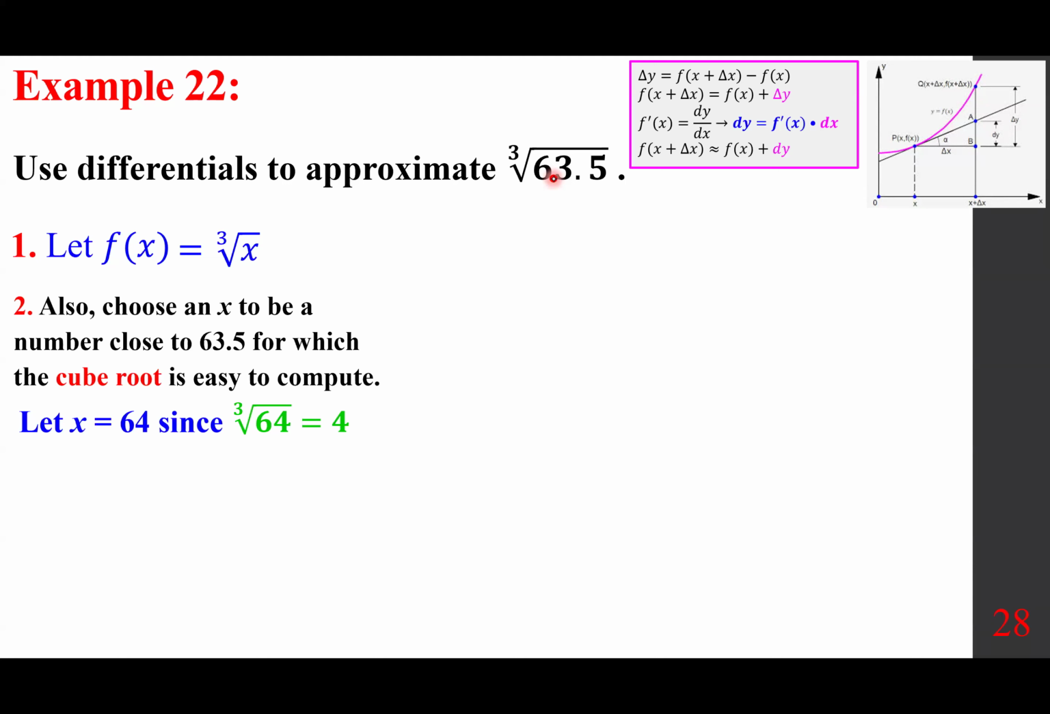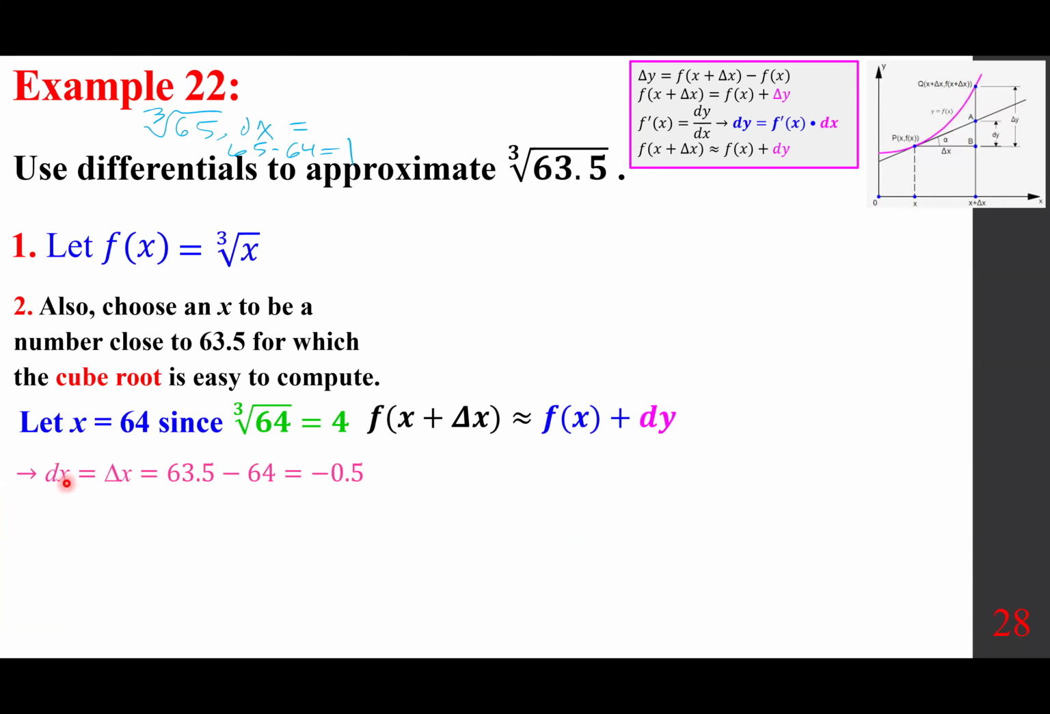Now, what is dx? The change between the two numbers, and it's negative 0.5. 63.5 minus 64 is negative 0.5, which means the answer will be less than 4. Just for the sake of argument, if we were interested in the cube root of 65, then dx would be 65 minus 64, which is positive 1. So you want to be careful with the sign.